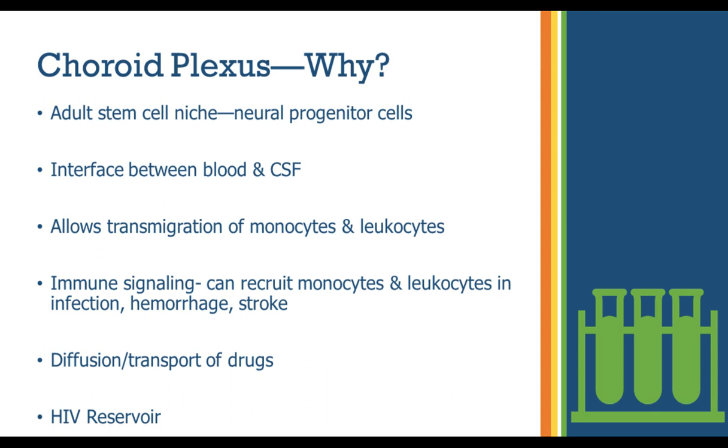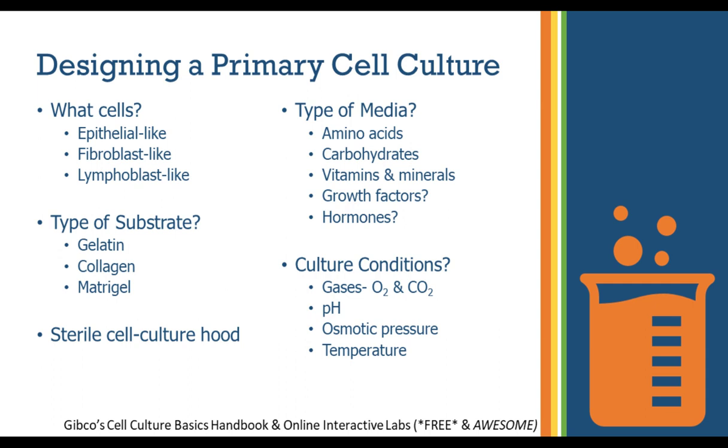So, like I said, we sought to figure out a way to create a choroid plexus epithelial cell culture. Now, when you're designing a primary cell culture, you have to keep a lot of things in mind. You want to know what cells you're looking for. You have a couple different types: epithelial-like, fibroblast-like, lymphoblast-like, and those types all have different needs in culture.